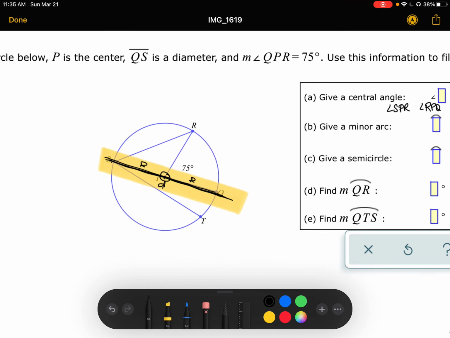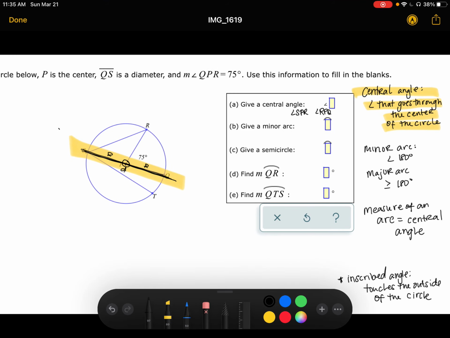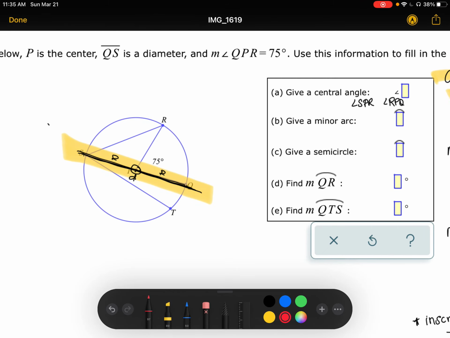So any arc that you identify that doesn't go from one side to the other, so it doesn't go more than half of the circle, is a minor arc. So a minor arc is less than 180 degrees. I can say my minor arc is, I don't want that one, is this guy right here. It can be this, it can be that, it can be this. So you have four options for minor arcs right there. Technically you have more than that, but you have lots of options of minor arcs.